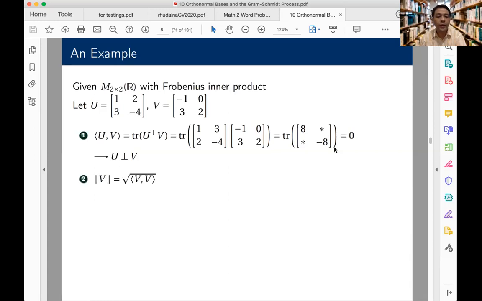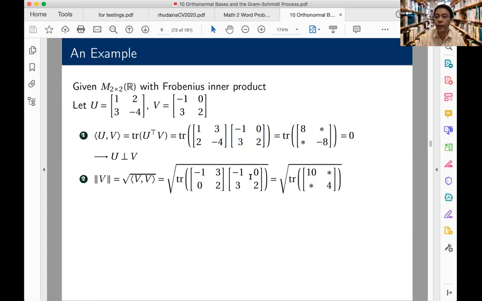Second thing is, what is the norm of the matrix V? When it's a vector, we think of the length of the vector or the magnitude. But this is a matrix, so it's not the usual length that we know. But we can define its norm. And the norm is just given by the square root of the trace of V transpose with itself. So this is the transpose of V, and this is V. You get the product, and we are only concerned with the trace, and the trace there is 14. So the norm of V is the square root of 14.